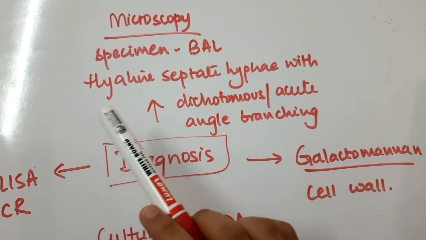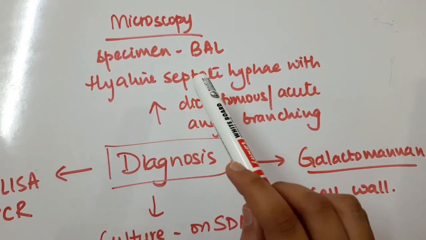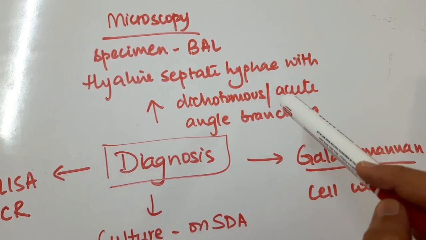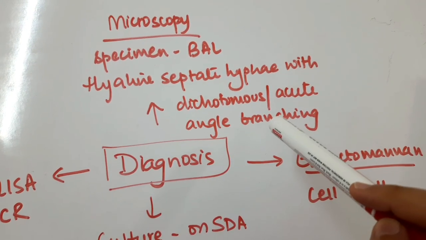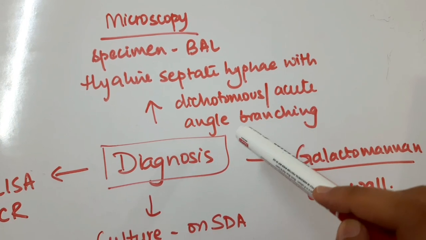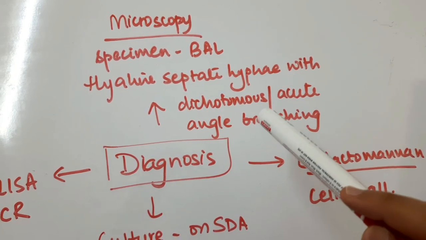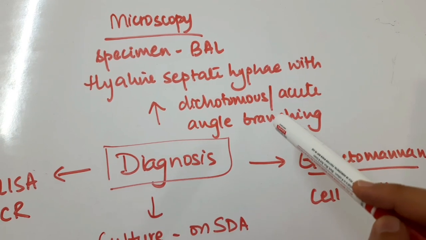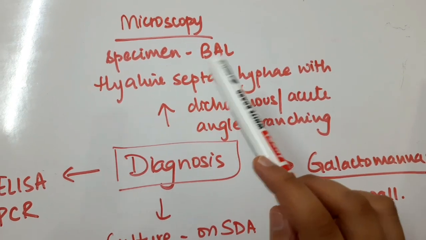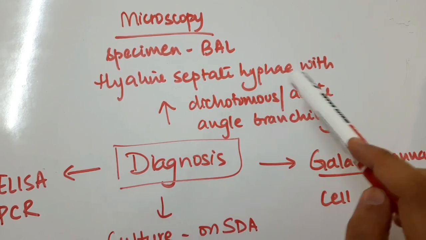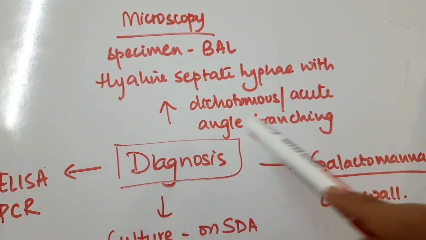they will be a little shiny, septate, which means they will have these lines in between, and they will have an acute angle branching. They will be branched and they will be present at an acute angle with each other. So not a 90-degree angle, less than 90 degrees. This is how we visualize them: hyaline septate hyphae with dichotomous or acute angle branching.